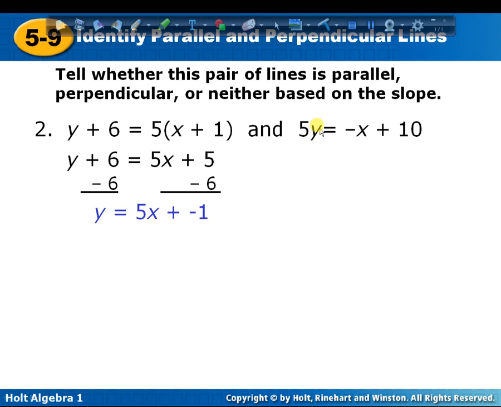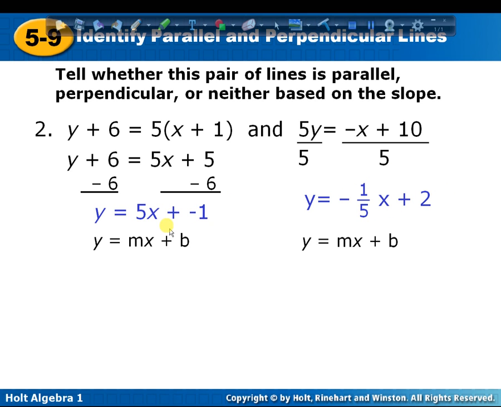Over here, to get the y by itself, I just need to get rid of the 5, and it's right next to it, so I'm going to divide everything by 5. And I get y equals negative 1 over 5 x plus 2. Like I said, put that 1 right there so that you know it's negative 1 over 5 x, and then 10 divided by 5 is 2.